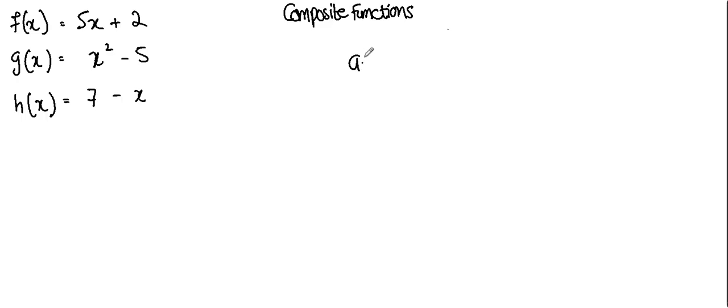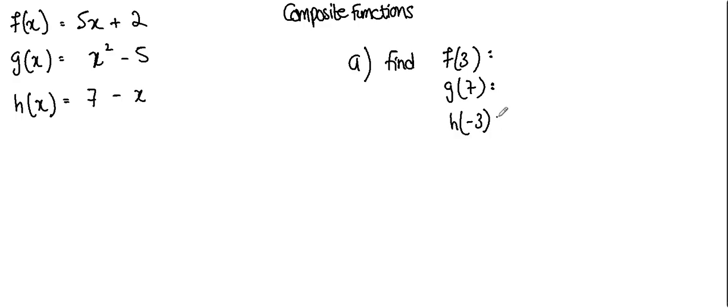Okay. Part A. Find f of 3, g of 7, and h of minus 3. Come on, 1 minute for this question. A 3-mark question. Well, it shouldn't be, it should be a 2-mark in most cases.